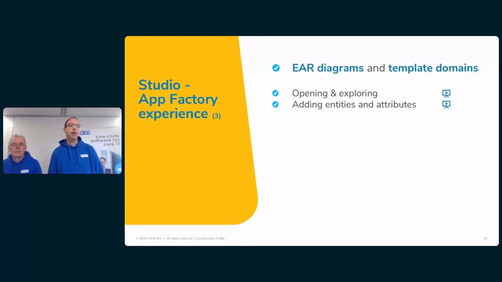A second part of the enhanced integration between Studio and the App Factory speaks to ER diagrams and the template domains. What we're going to be showing you in these two videos is firstly where you can find existing ER diagrams that are generated by the definer for you. There's two different options, one from within a business object, the other one from a catalog. Both will be shown. And then at the end of the video, we'll see a diagram being presented to us.